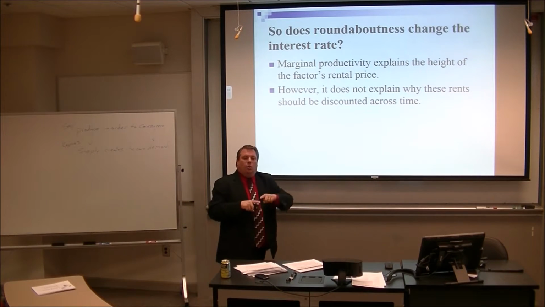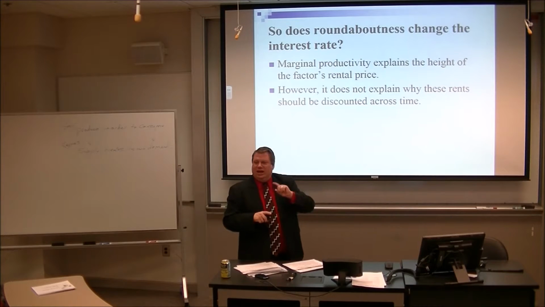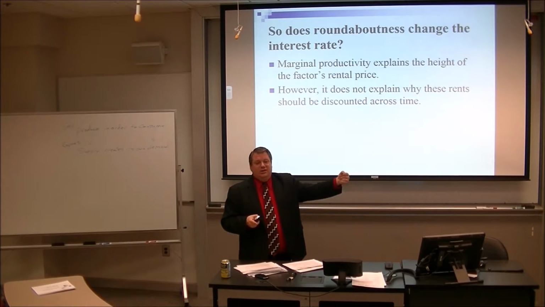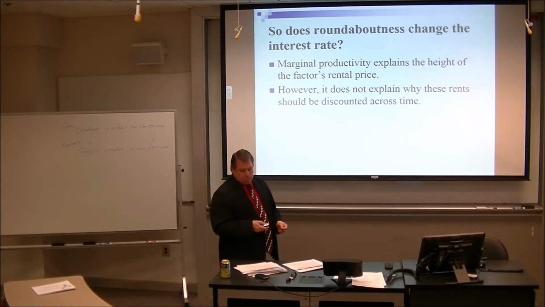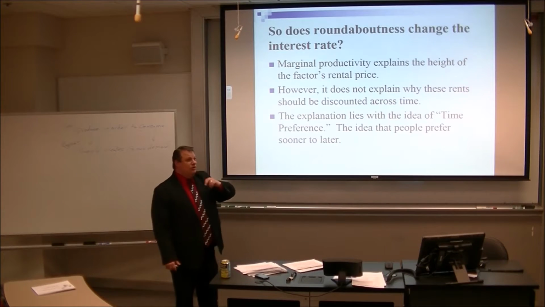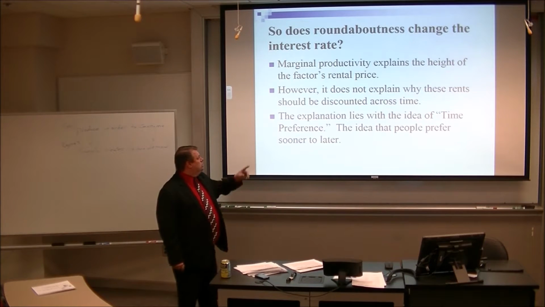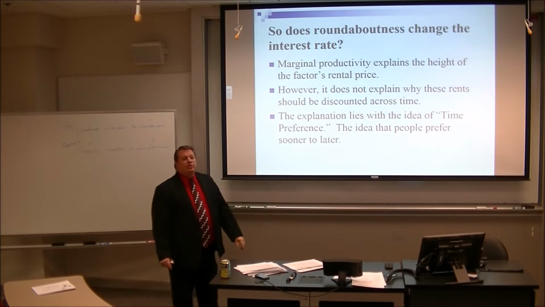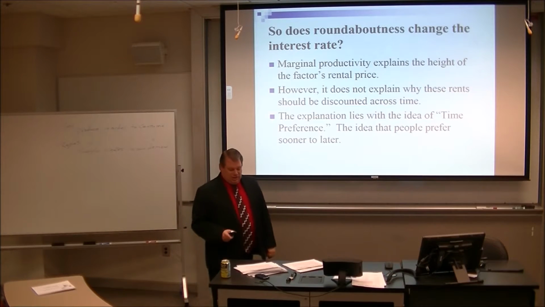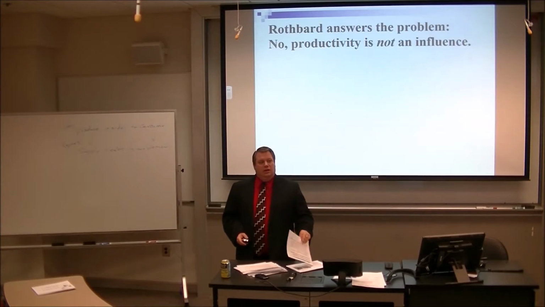One is asking, why is it 10,000, 10,000, 10,000, not 8,000, 8,000, 8,000? That's productivity. More productivity makes it 10,000, 10,000, or 12,000, 12,000, right? Interest says that future value will be discounted, so it doesn't explain this discount. The explanation then lies with time preference, right? That's the idea that people prefer sooner to later.